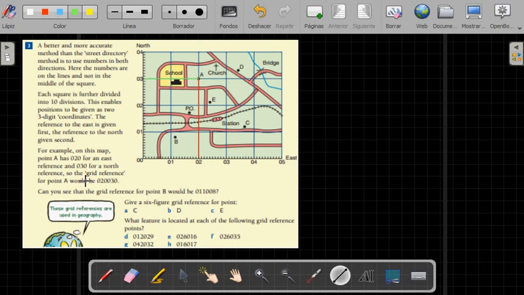Just as the book says, 0, 3. And why is there an additional 0?